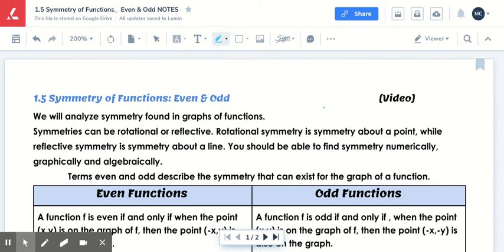Today we're looking at symmetry and functions, and in particular we're looking at two very specific kinds of symmetry known as even and odd. So symmetries can be either rotational or reflective. Rotational symmetry is symmetry about a point, and reflective symmetry is symmetric about a line. So we're going to have to be able to find those symmetries numerically, graphically, and algebraically.